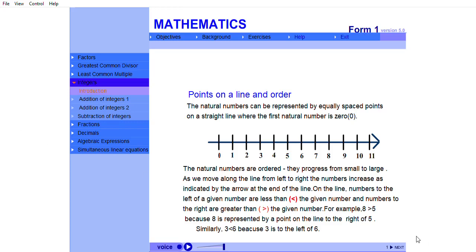On the line, numbers to the left of a given number are less than the given number, and numbers to the right are greater than the given number. For example, 8 is greater than 5 because 8 is represented by a point on the line to the right of 5. Similarly, 3 is less than 6 because 3 is to the left of 6.